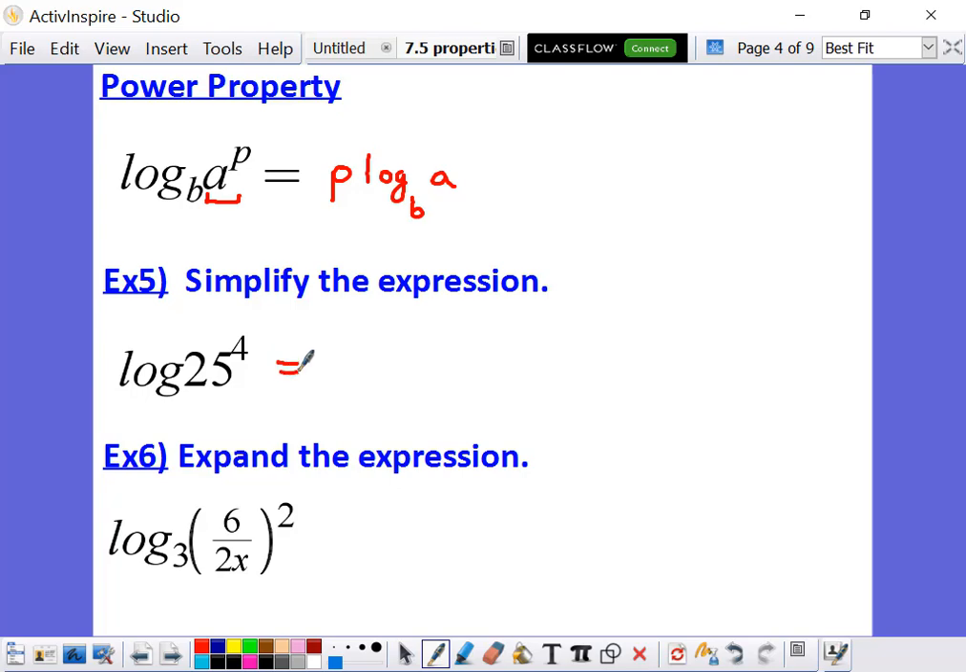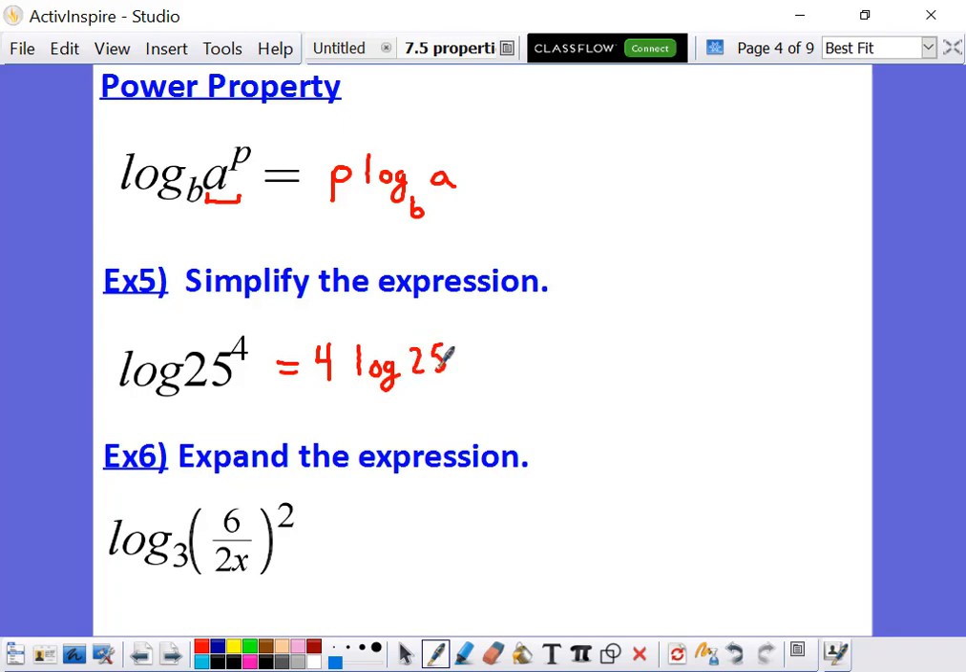Okay? So look at example 5. It says simplify the expression log base 10. Remember, when we don't see a base, it's base 10. So log base 10 of 25 to the 4th power. Now you might be thinking, there's no way I want to do 25 to the 4th power, and I'm just like you. I don't want to do that either. So what I'm going to do is I'm going to slide that power out to the front, and I've got 4 times log of 25.